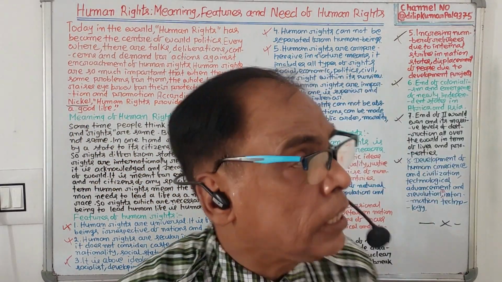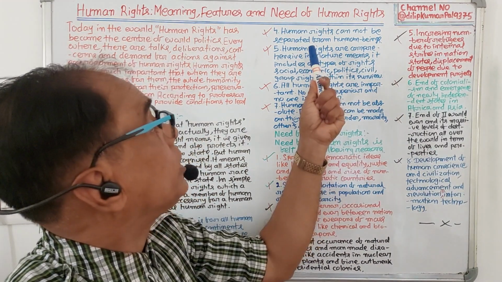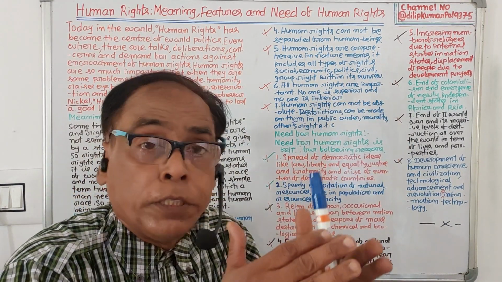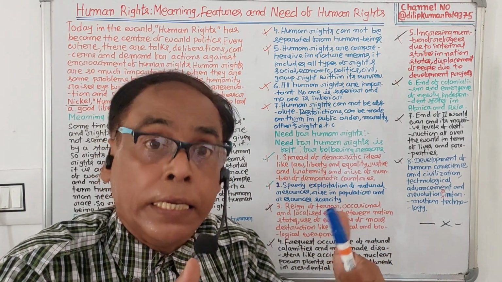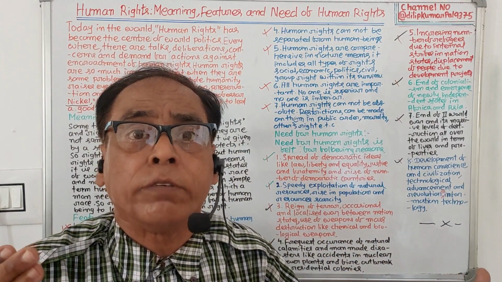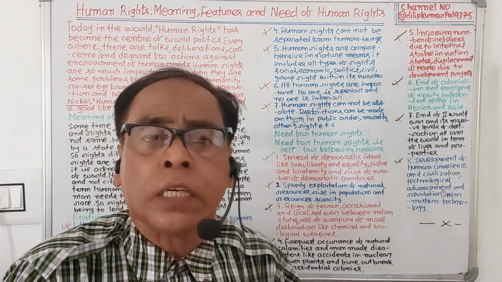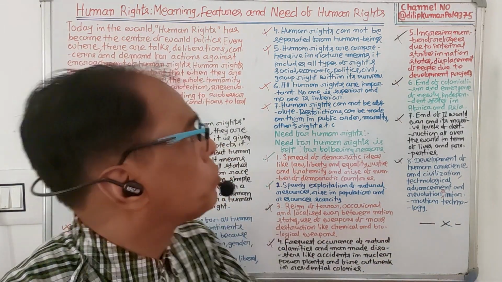Number four, human rights cannot be separated from human beings. They are very much essential for human beings. They are inalienable. If they are separated from human beings, human beings cannot lead a life of human beings.